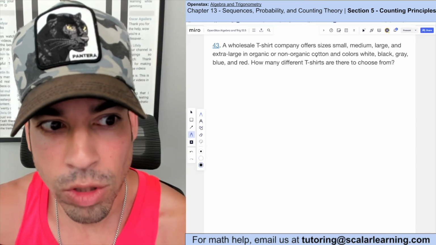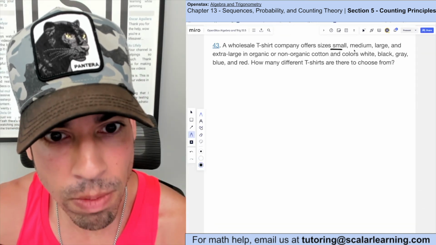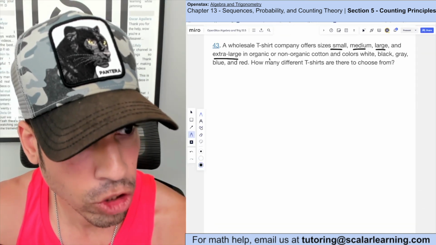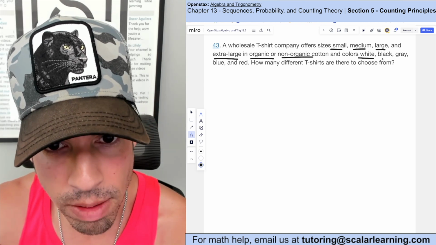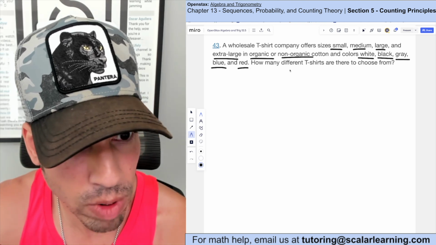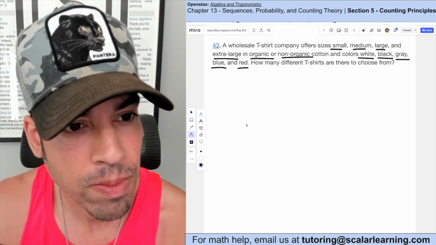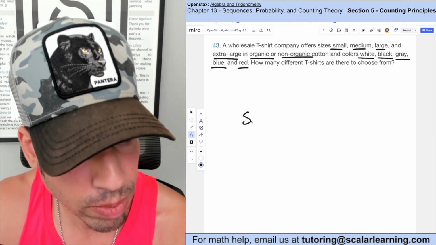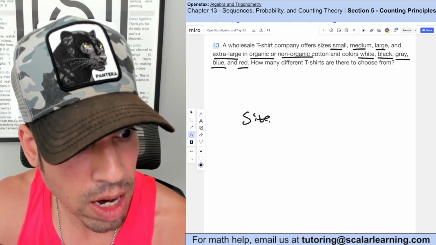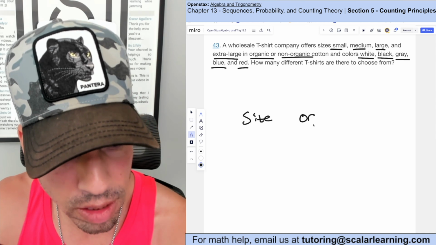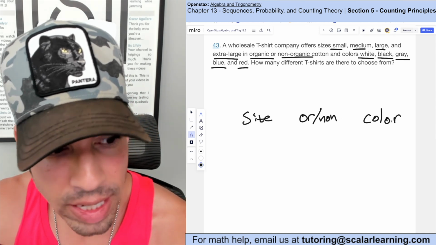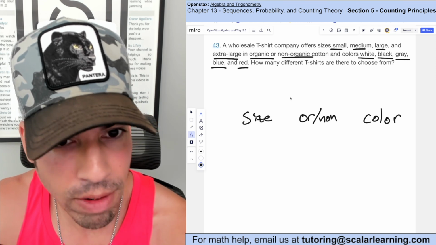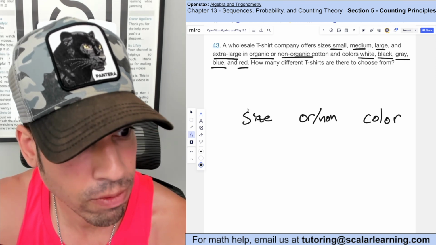Done. A wholesale t-shirt company offers small, medium, large, and extra large in organic or non-organic cotton with colors white, black, gray, blue, and red. So how many different t-shirts are there? All right. So we got 3 different categories, right? We've got size, we've got organic or non-organic, okay? And then we've got color. So in each category, let's see how many options we have. For size, we have 1, 2, 3, 4.